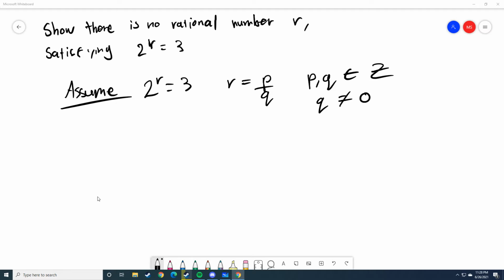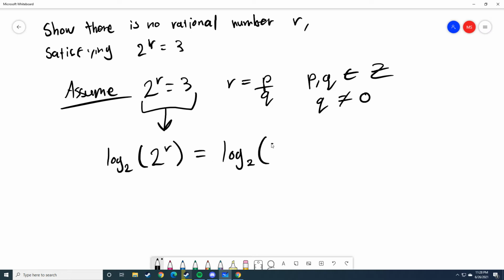All right, so the first thing that I did in my proof is I took the log base 2 of both sides of this equation here. So I'm going to say log base 2 of 2 to the r is equal to log base 2 of 3. Okay, log base 2 of 2 to the r is just r, and then we get that r is equal to log base 2 of 3.